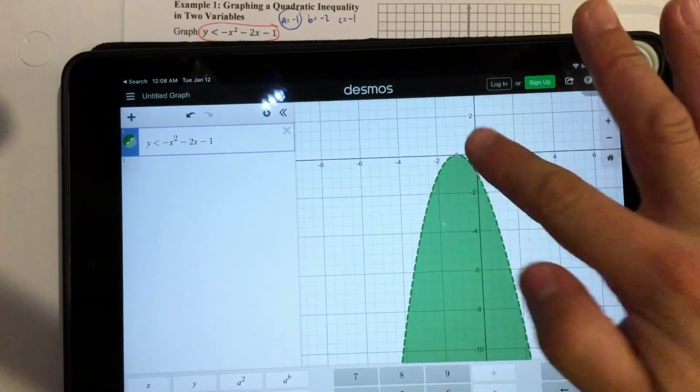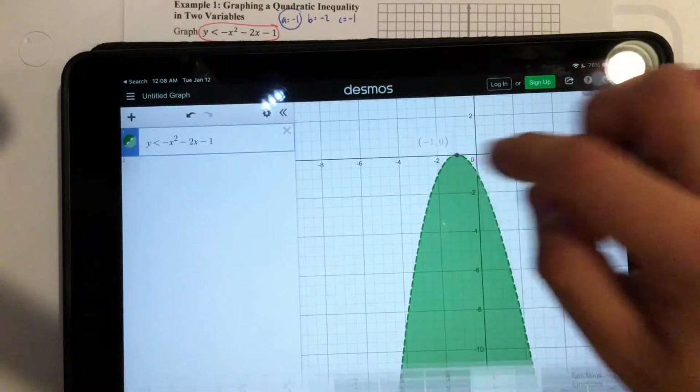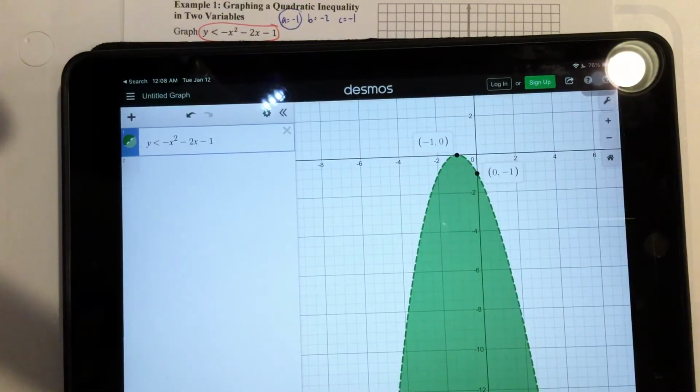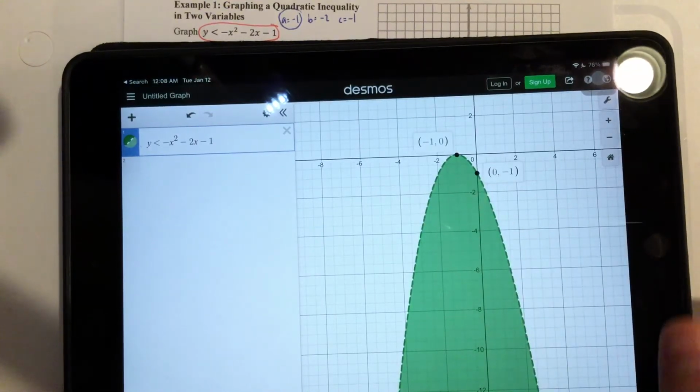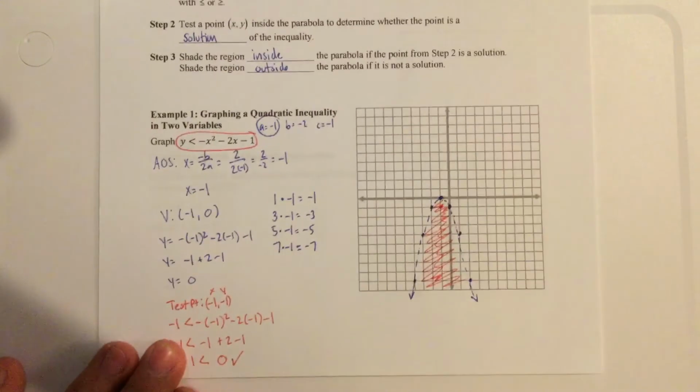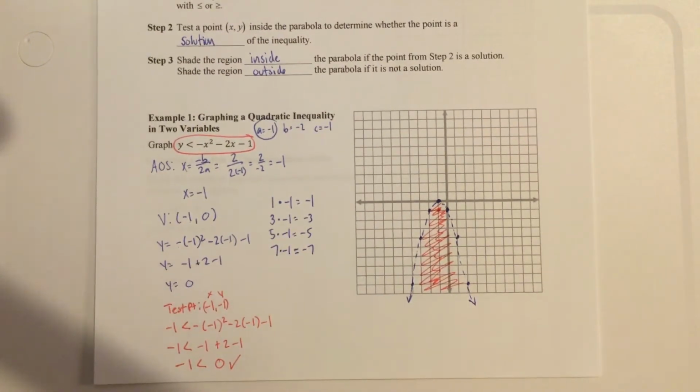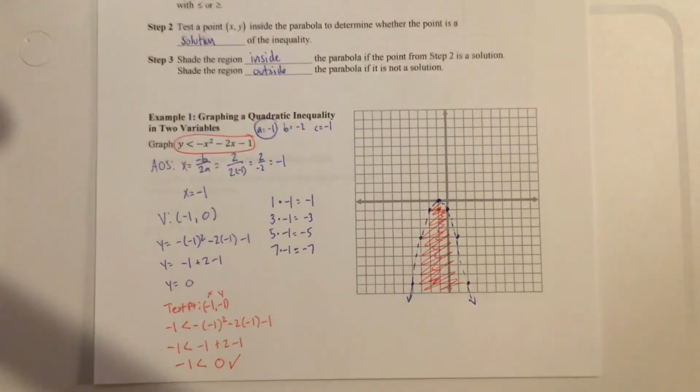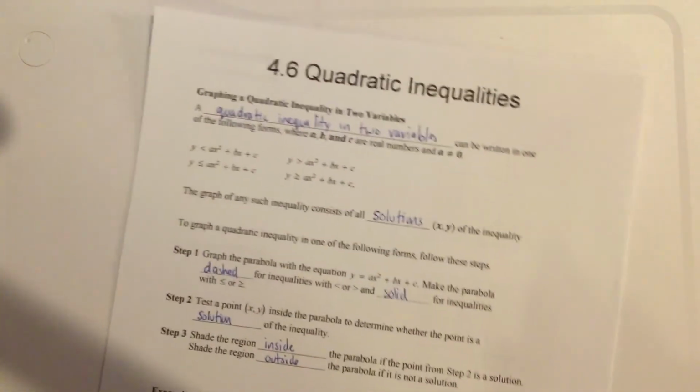It is dashed. We have the vertex at -1, 0, and points that we should have are -1, 0, and 0, -1, which when I look at my graph will be, and we shade inside the parabola. When I move this out of the way, you see we did the exact same thing. So our solution is correct to this quadratic inequality. All right, let's go ahead and do a few more of these.